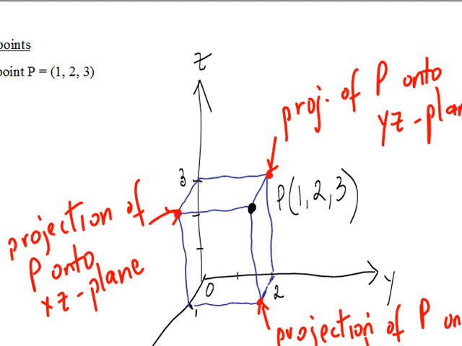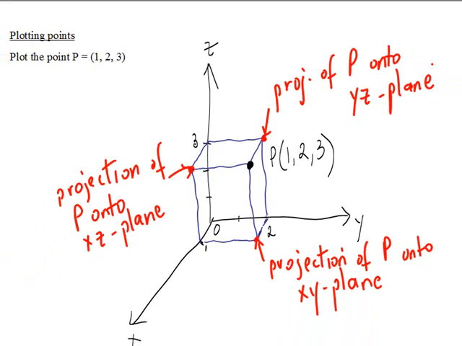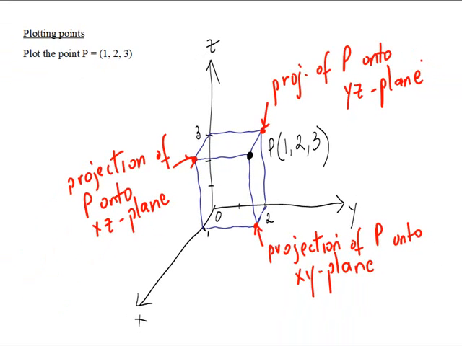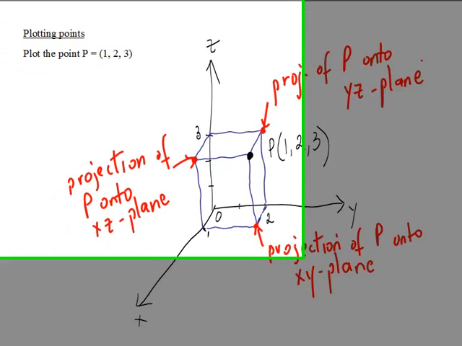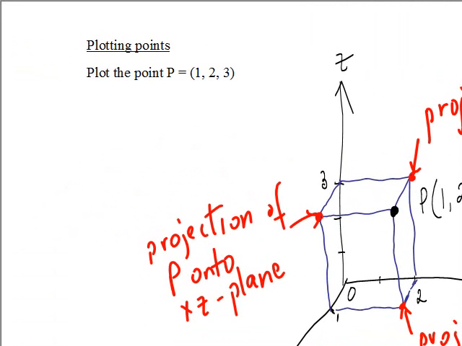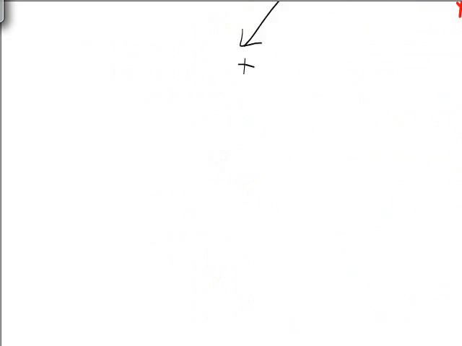Do you have any questions here? Because you want to go 1, 2, and up 3. You see, this is the point P because you go 1 here, go across 2, and go up 3. Got it? Okay, let's move on.